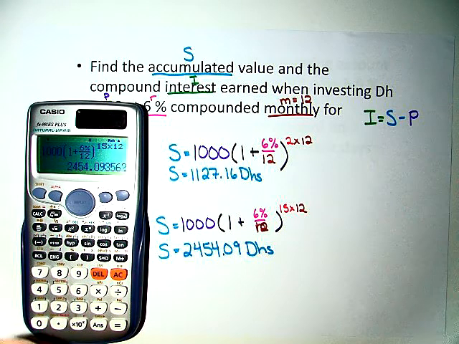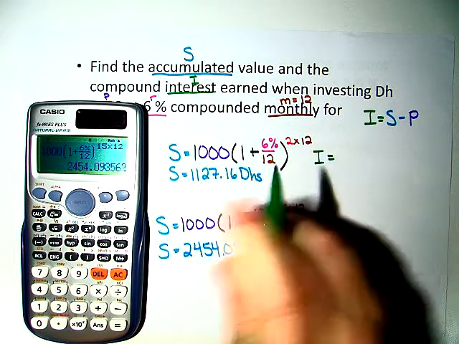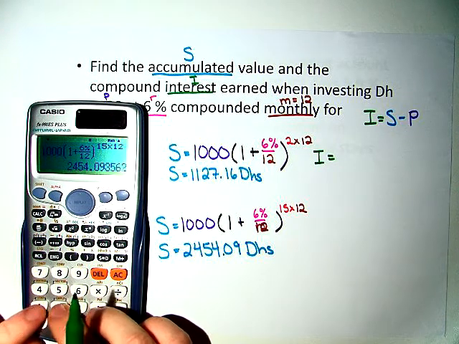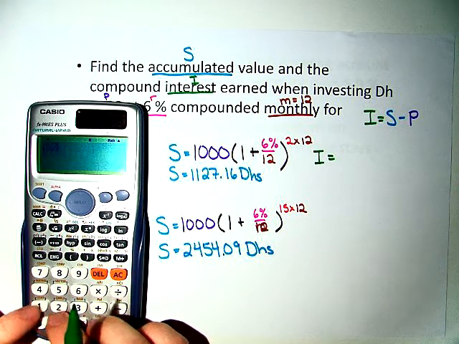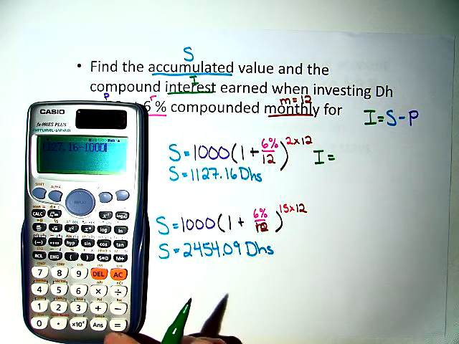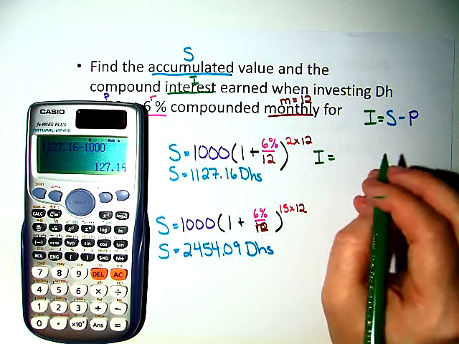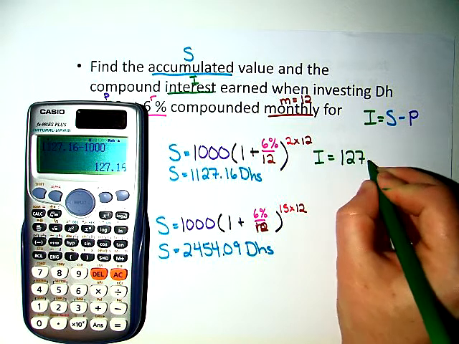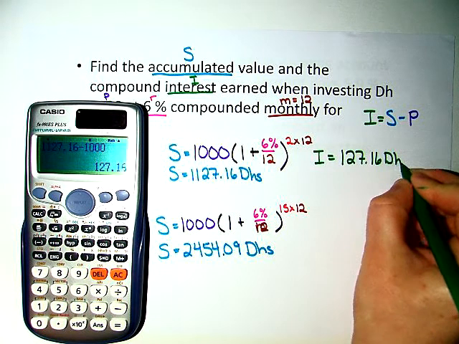Now likewise, to do the interest, all we have to do is take this full amount and subtract 1,000. So let's go ahead and do that. 1127.16, and we're subtracting 1,000 in principal. And we get that the interest is 127 dirhams and 16 fils.